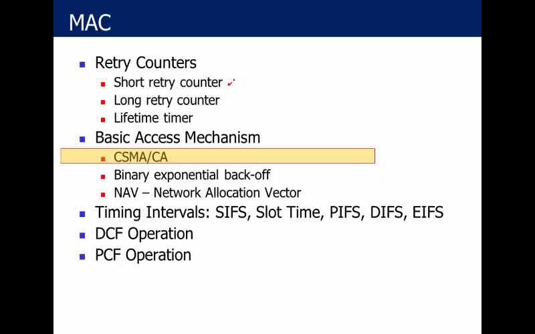MAC has some counters, for example a timer and time controls, depending upon the protocols. It may have different time controllers. And CSMA/CA is the major technique that we use. CSMA/CA is an acronym that you should all know about in case it comes up at your interviews.